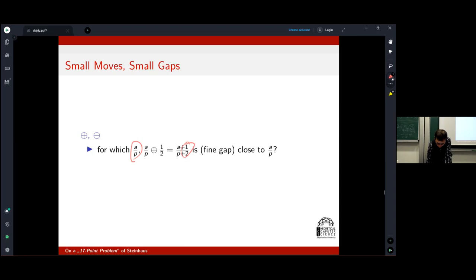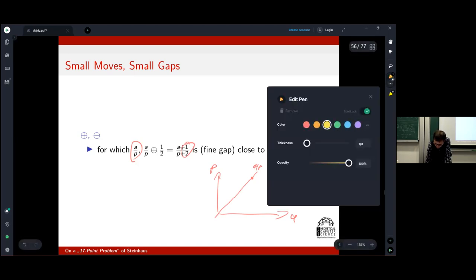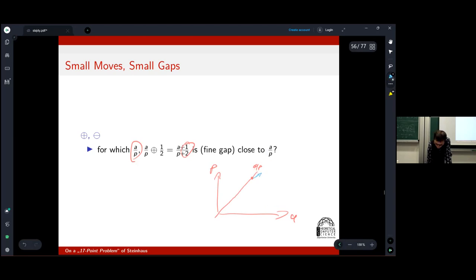So this is P, this is A, and maybe this is A over P, right? And let's draw it like this. And now we want to somehow move this point by 1 in this direction and 2 in this direction, and we get a different point here. We can draw a line going through that point, and this line represents this other fraction there.